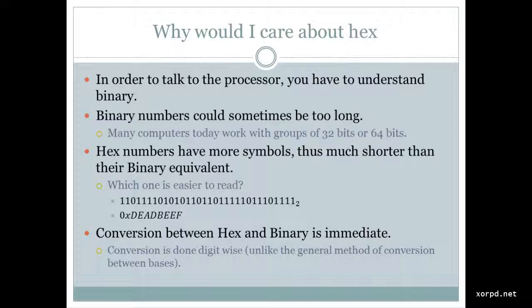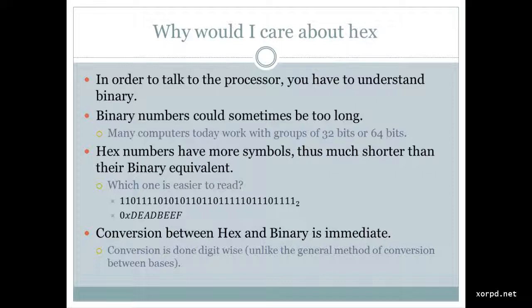Maybe in the layer of C and C++, you get more interaction with the actual bits, but when you go higher than that, you usually don't get to see hexadecimal numbers so often. But if you are going to program in assembly, then it is very important that you understand binary to some extent. Binary numbers could sometimes be too long.